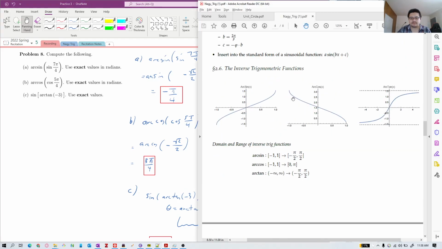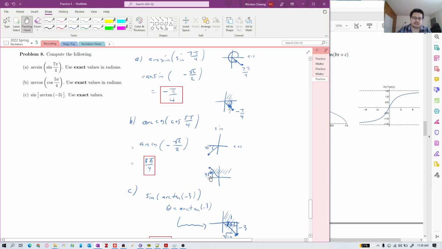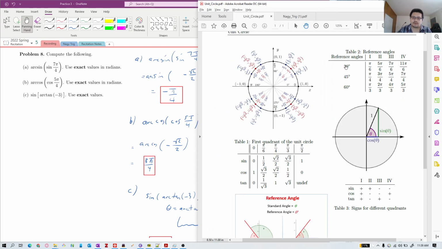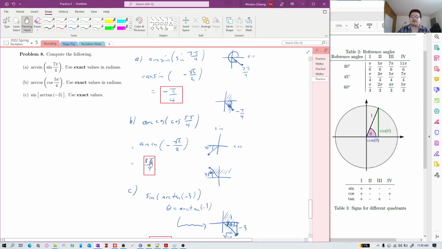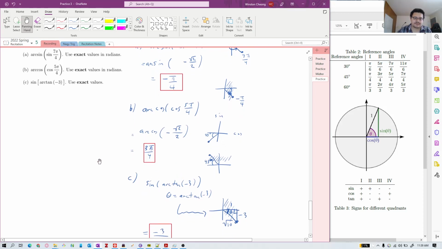Which should make sense if you think about the graph of it. So negative root 2 over 2, you see that we're going to land somewhere where the outputs are between pi over 2 and pi. So second quadrant. And so the reference angle is a 45-degree angle. It's the 45-degree angle in the second quadrant. Going to unit circle, 45-degree angle in the second quadrant is 3 pi over 4, which is how you get this answer. Okay, so parts A and B, good.